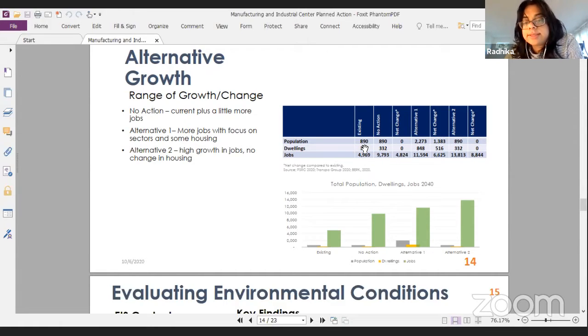In terms of housing units, as I mentioned earlier, the no action alternative and the high growth alternative would add no new housing, while action alternative 1, which is the sub-area plan vision alternative, would add about 500 units of housing. Following and reflecting the housing units added, the resident population would remain the same under the existing and the no action alternative, while it would increase slightly under alternative 1 by about 1,300 people.